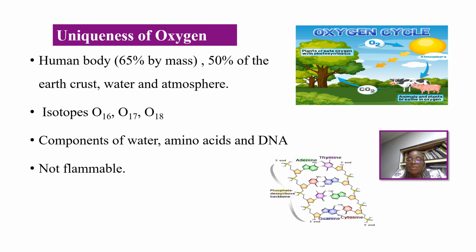Animals take it and convert it to carbon dioxide. Plants utilize the carbon dioxide as a source of carbon and return oxygen to the atmosphere. Oxygen can be toxic when taken in excess.